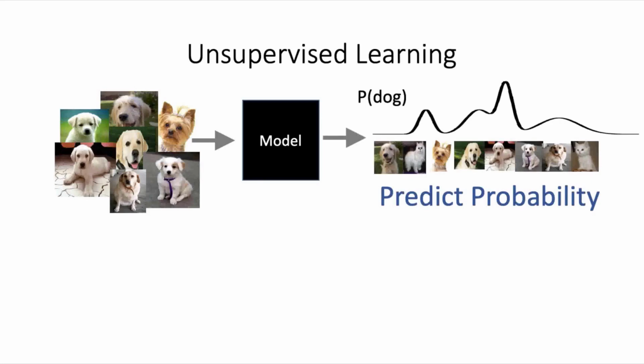Many unsupervised deep learning models are also generative models. And this means that the model, which predicts a probability for a piece of data, can also be used to generate examples of their training data. So here, you could ask the model to generate an image of a dog, and it might come up with something like this.